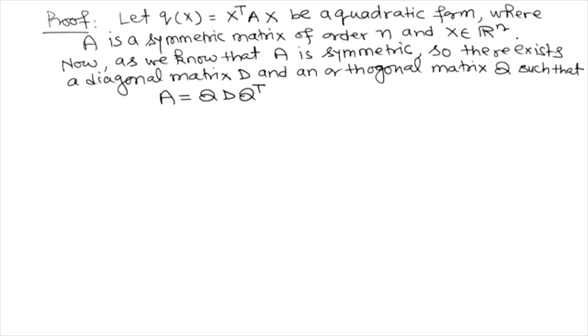As we discussed earlier also, if A is a symmetric matrix, it is always diagonalizable, and here the diagonal matrix D will have the eigenvalues of A as the main diagonal entries, and Q will come from the eigenvectors of A, which you can write as an orthogonal set of eigenvectors. Now, if I substitute this form of A in my quadratic form, I can write x transpose into Q into D into Q transpose into x.